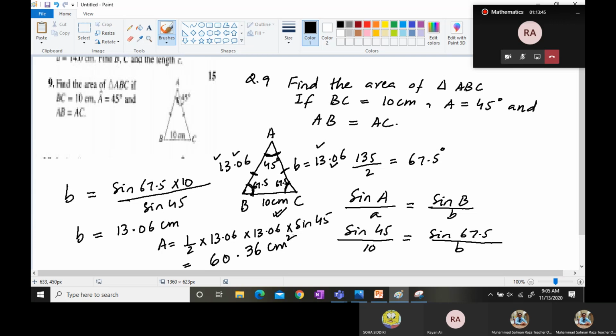So this is how we started our lecture with the basic thing, and then I tried to run very fast, but ultimately the time is getting over now. So I am ending my topic here, that is the sine rule. In the next video, you will see that I'll continue with the cosine rule, bearings, and three-dimensional shapes.